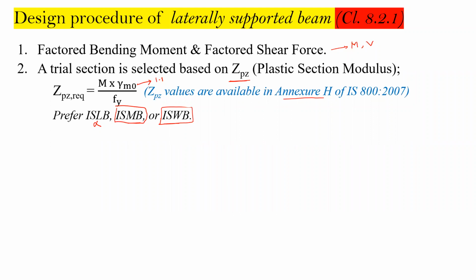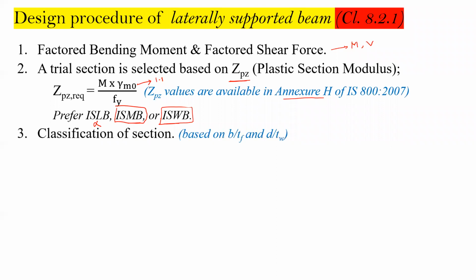But what I personally suggest is don't go for the selection of ISLB, because we generally don't design beams with ISLB. Lightweight beams we don't design unless you are experiencing very small amounts of load on the structure. If you are finding very small loads, then you can go for ISLB. But most of the times you go for the selection of ISMB or ISWB. So that is how the section is selected based on the ZPZ value. This is the second step.